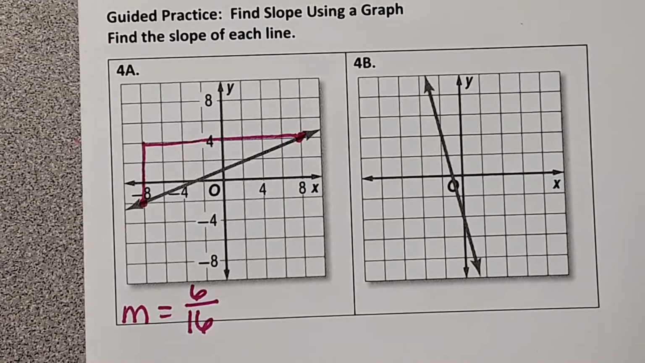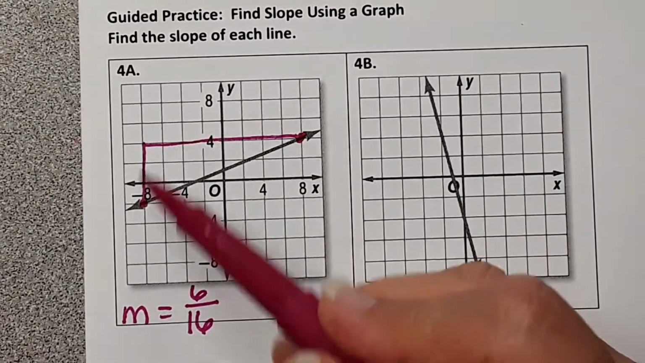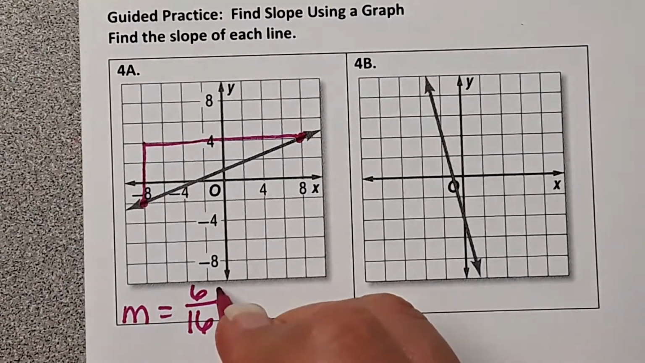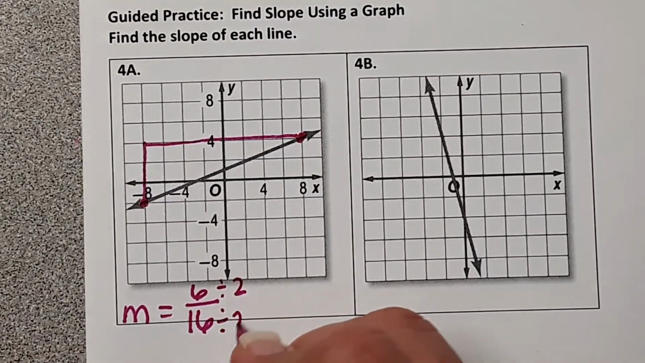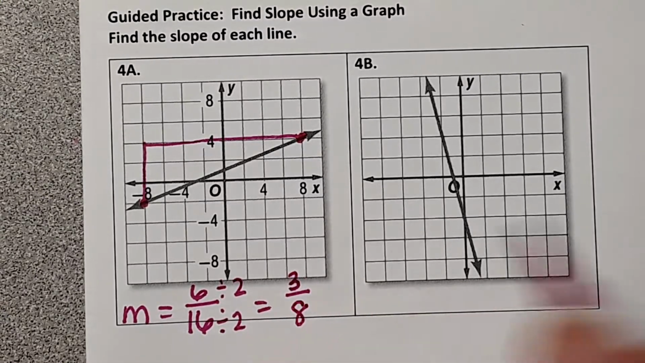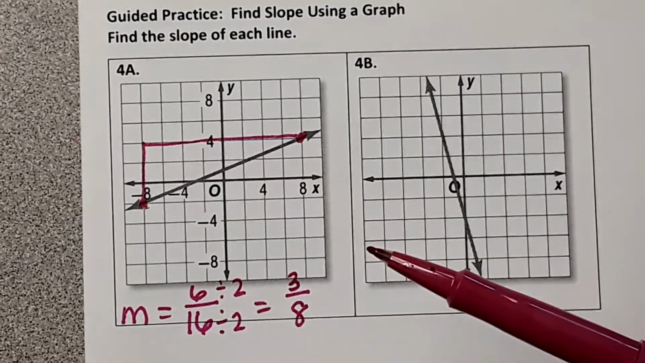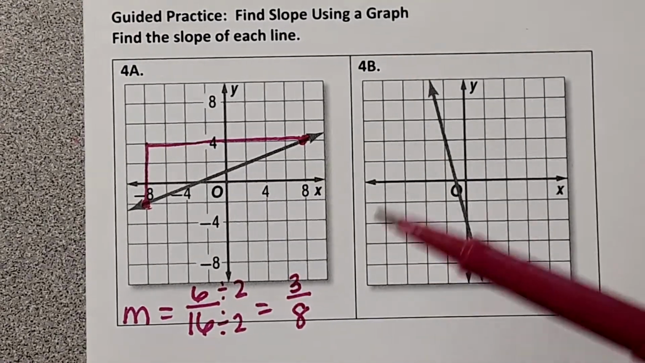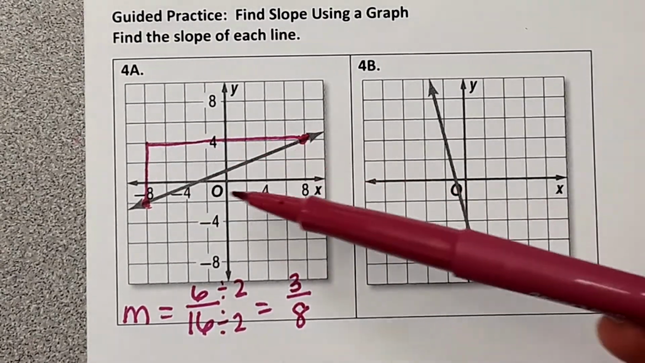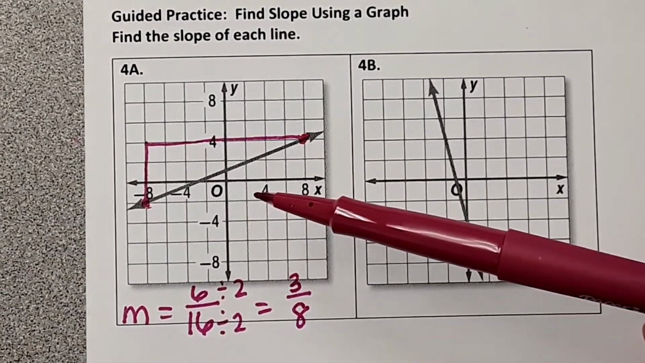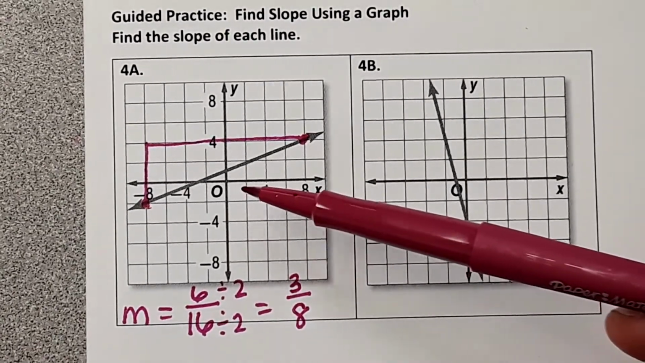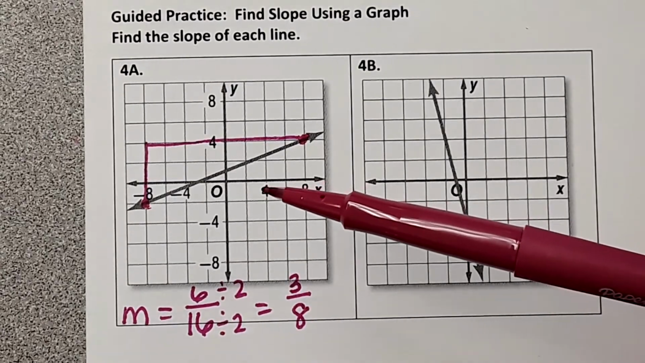Okay, so again, you need to reduce it. Because I went up, that's why it's positive. Because I went to the right, it's positive. And now I need to reduce it. I can reduce it by 2. 6 divided by 2 is 3. 16 divided by 2 is 8. So my slope of this line is 3/8. But you notice that graphing 3/8 on this graph would be difficult because you can't just go up 3, because it's being counted by 2s. So sometimes that's why we make equivalent slopes.